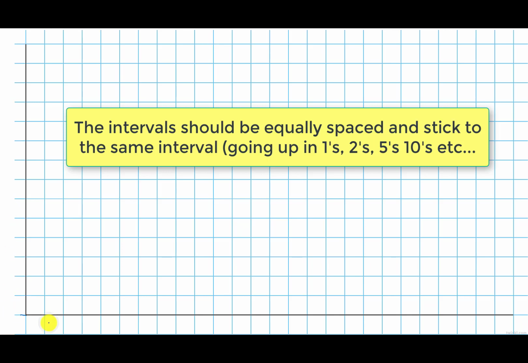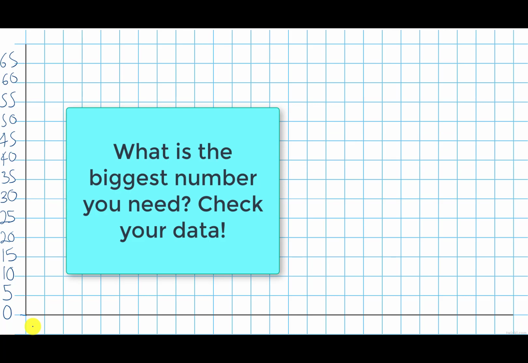I could also go up in bigger intervals. So for example, I could go up in 5s. Now what you would usually do is look at your data, look at your survey results. If your highest total, for example, is 50, then you going up in a scale of 2 is only going to get you up to 28. You wouldn't have enough space.